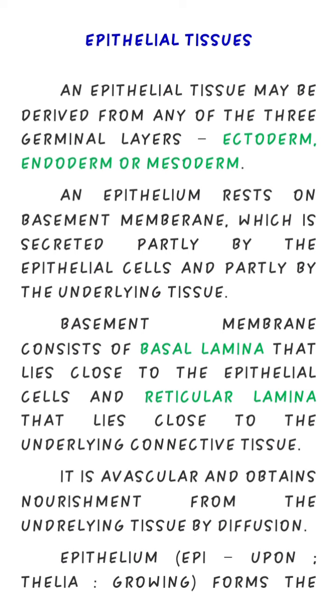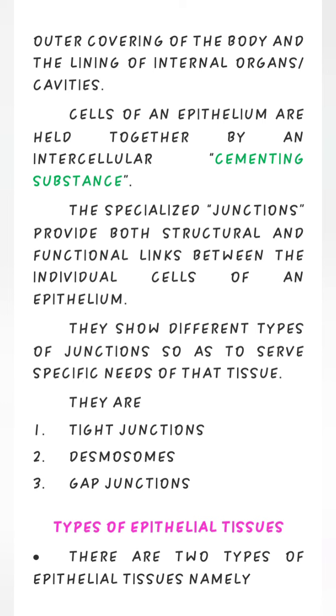Basement membrane consists of basal lamina that lies closely to the epithelial cells and reticular lamina that lies close to the underlying connective tissue. It is avascular and obtains nourishment from the underlying tissue by diffusion. Epithelium: epi is upon, thelium means growing. Epithelium forms the outer covering of the body and the lining of the internal organs, cavities and lumens.